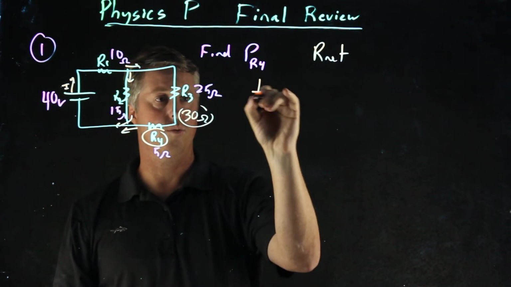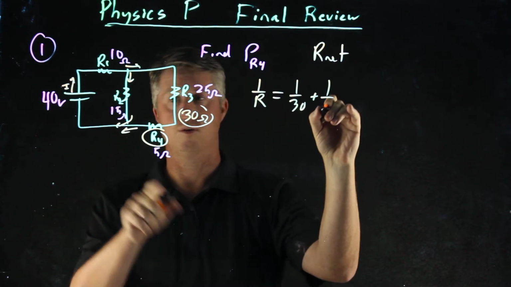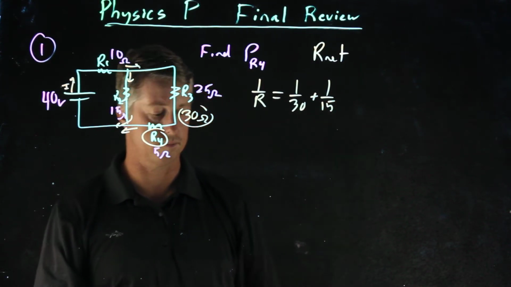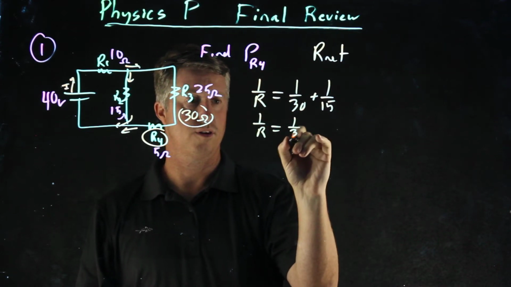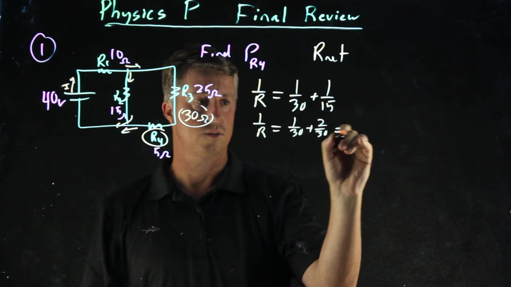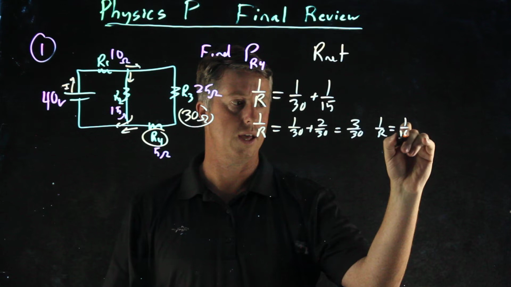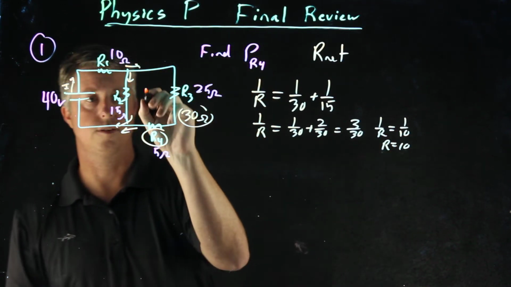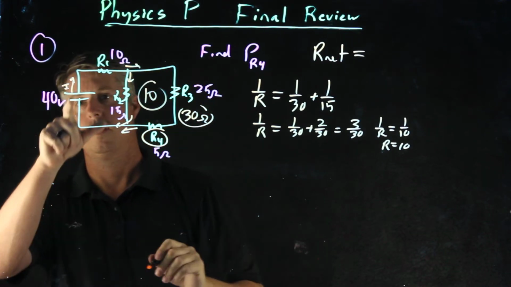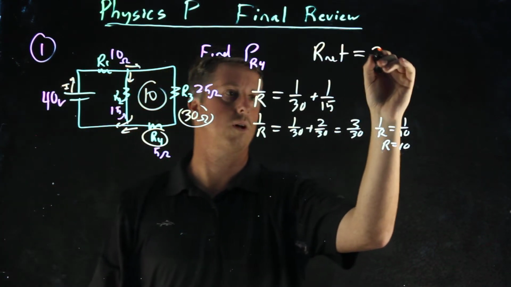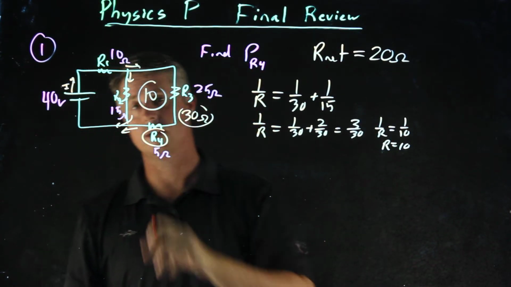To collapse the parallel branch, 1 over R is equal to 1 over 30 plus 1 over 15. Okay. We can just play the fraction game with that. 1 over 30 plus 2 over 30, which equals 3 over 30. 1 over R equals 1 over 10. R equals 10. So this is collectively 10, which means R net is going to be 10, 20.